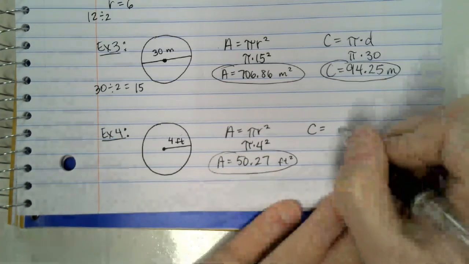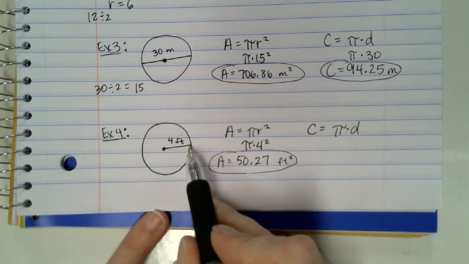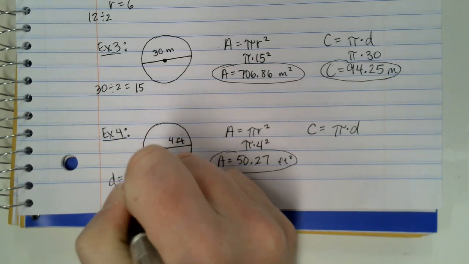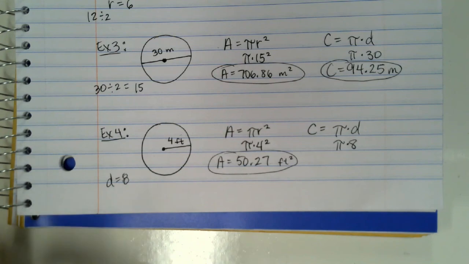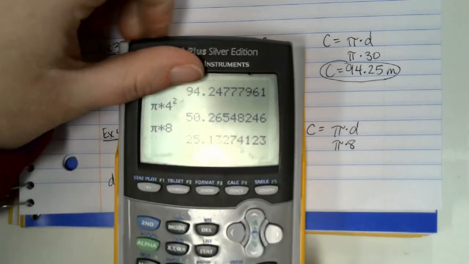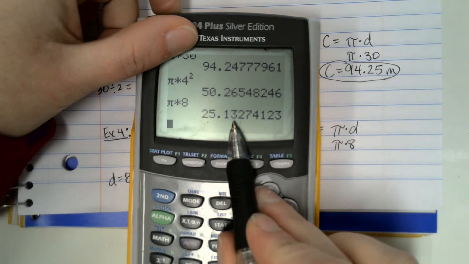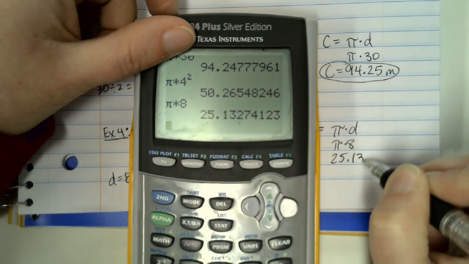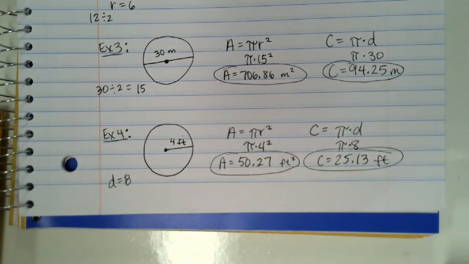And then now circumference, which is pi times diameter. Since the radius is 4, we need to double it to get the diameter. All the way across would be 4 plus 4, which is 8. So I'm going to plug in 8. Pi times 8. And here's what we get. So on this one, the 3 needs to stay a 3 because we got a 2 here. So that stays. All of those stay. 25.13 feet. It's pretty easy, right? It's literally just plugging it in and typing it in.